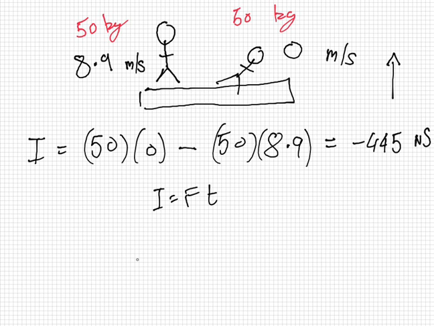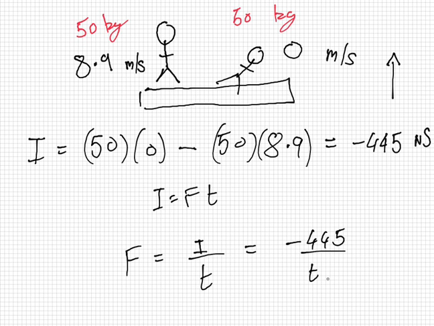Okay, do we have another formula with force in it for impulse? We do. I equals Ft. So what does F equal? I over T. Now we know the I. What is the I? 445. Yeah, minus 445 over T. Now what's the T here? What's the T?